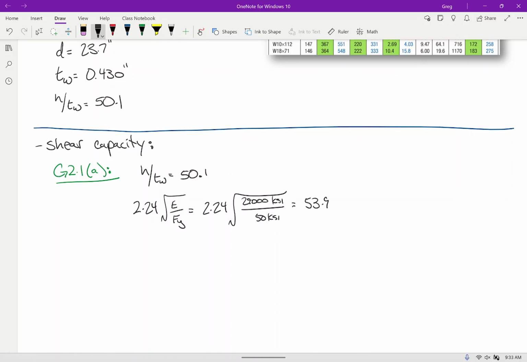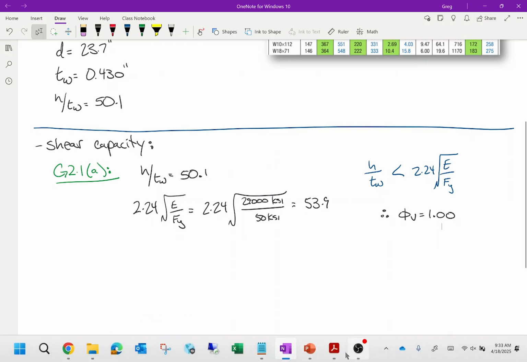So here we've got H over TW less than 2.24 times the square root of E over Fy. That's the case. And if that's the case, what is phi v? 1. Okay. It's like we're reading the spec and we're interpreting the spec. It's crazy, isn't it? All right, I love it. Okay, let's keep going.